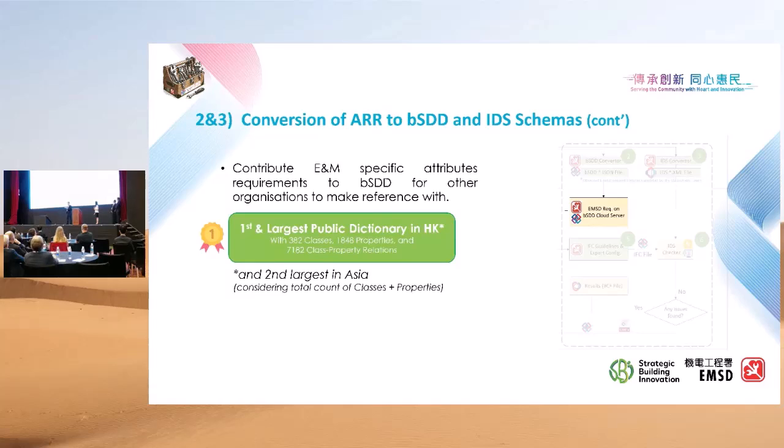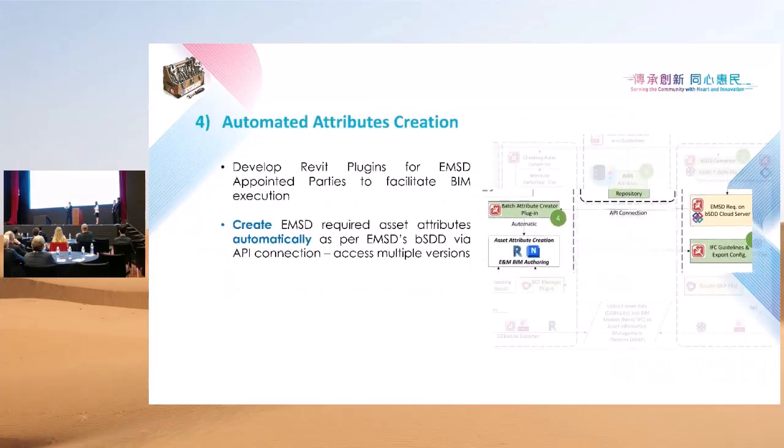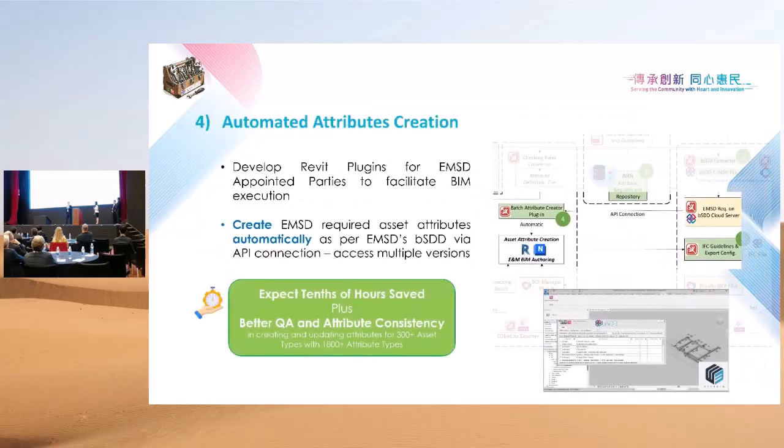And how complex it is, let's see. It's 380 classes, 1,800 properties, and more than 7,000 class-to-property relationships. That's quite a lot because we manage E&M equipment. We then use the API connection provided by BSI and develop this Wi-Fi plugin, you see here. Because this plugin can tap onto the bSDD directly, it helps the supply chain create the attributes confidently and efficiently, because it just taps on the cloud and it will be automated.